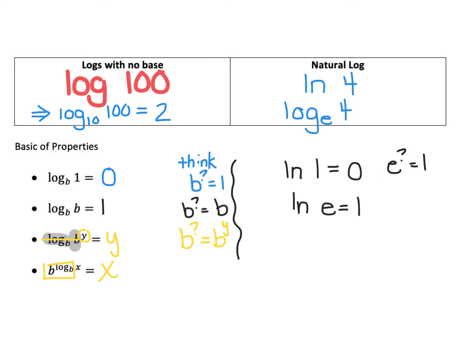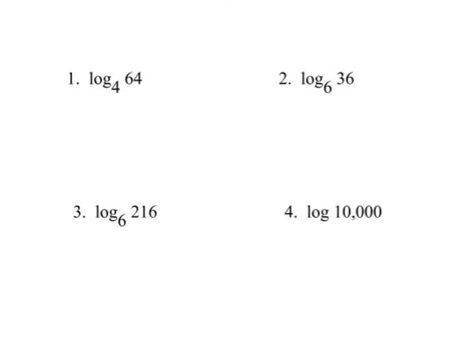So similarly, the ln of e to the x, well, this ln and e will undo each other and just produce x. Just as e to the ln of x undoes each other, they're inverse operations, and it just produces x.